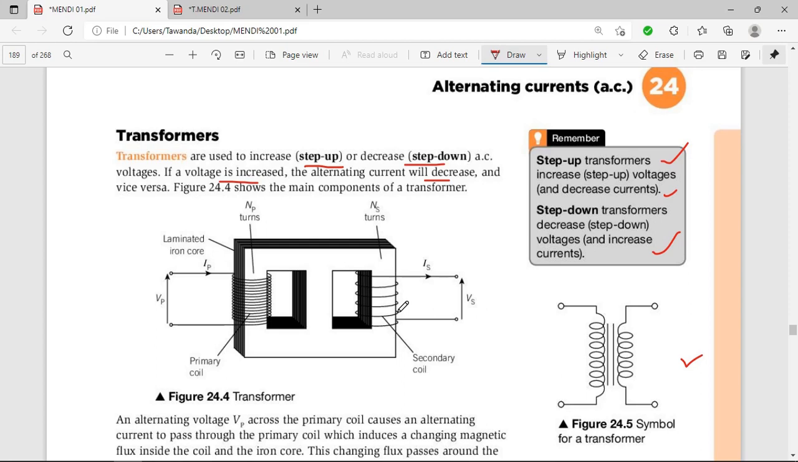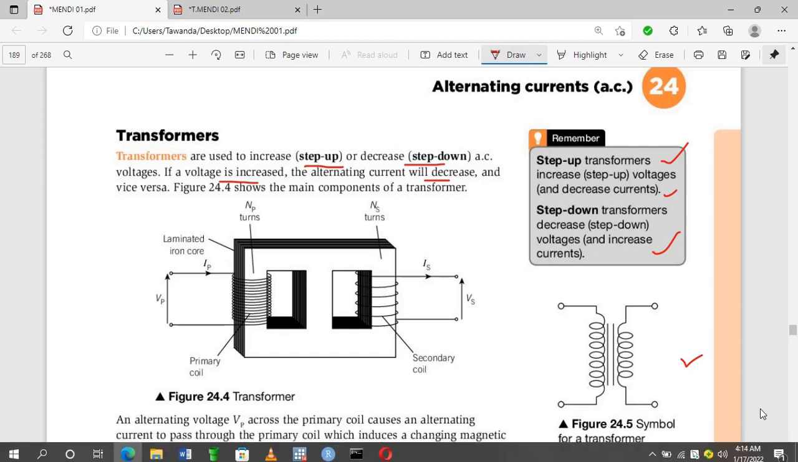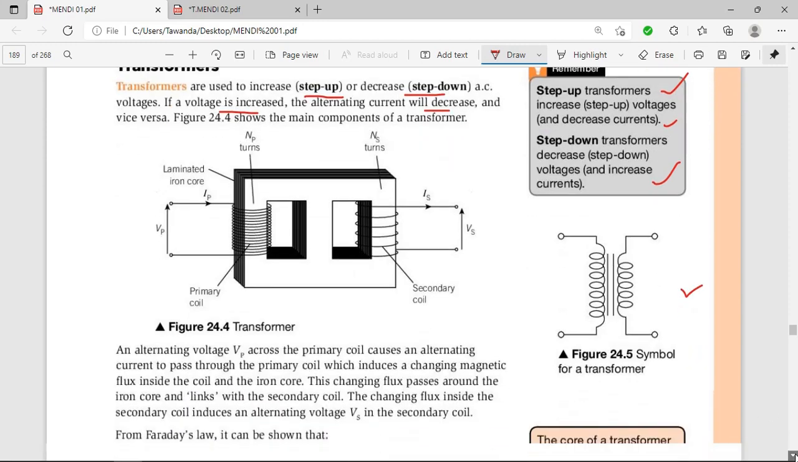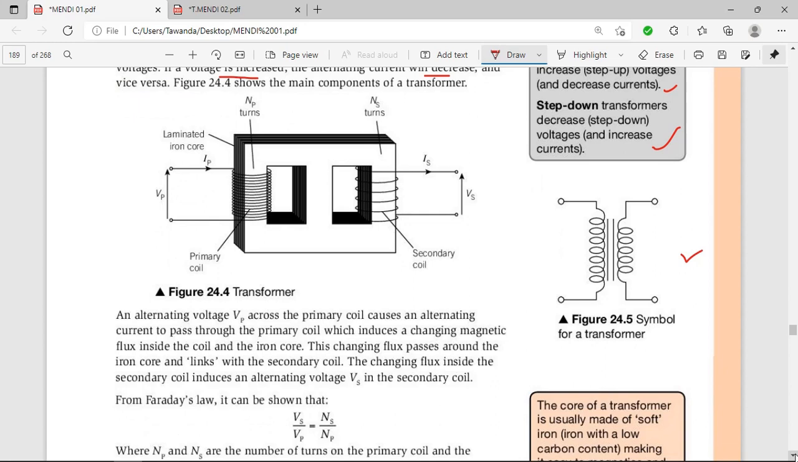of the transformer. We have the primary coil and the secondary coil, and we have voltage supplied to the primary coil. Here we also have voltage for the secondary coil. So this NS represents the number of turns of the coil. Then this one now is the laminated iron core. So we are going to look at how it functions.